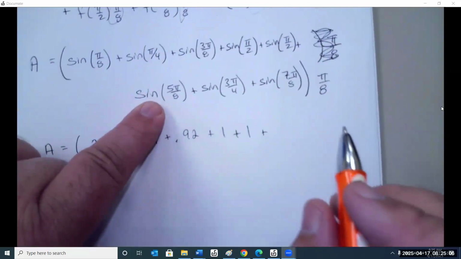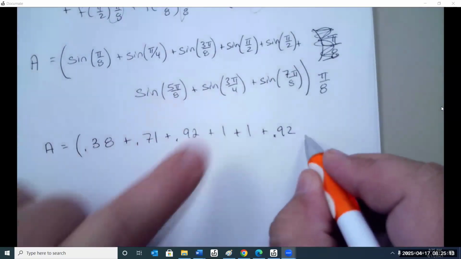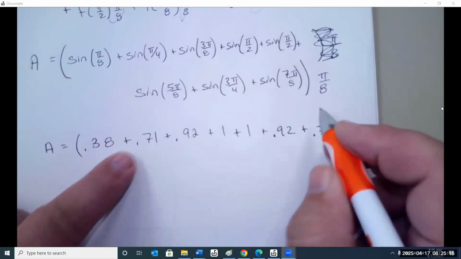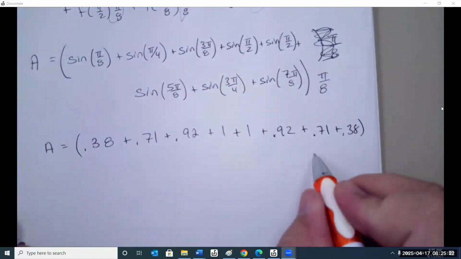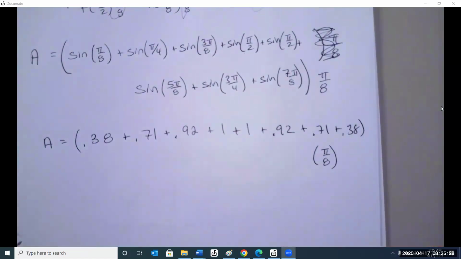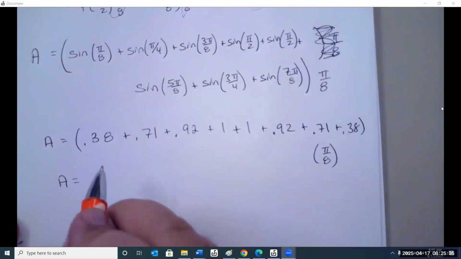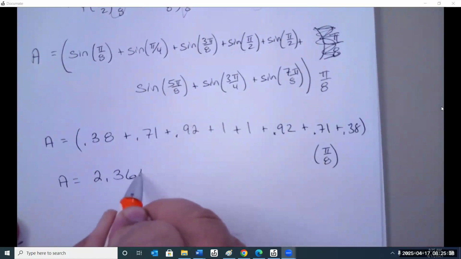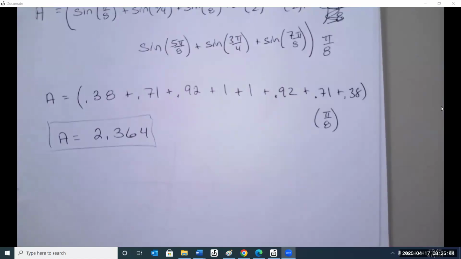Now we have to start going back down. Because sine is symmetrical, it's going to be the same values, and the last one's going to be 0.38. All that times pi over 8. Add up all those times pi over 8, you get 2.364. That's the area.